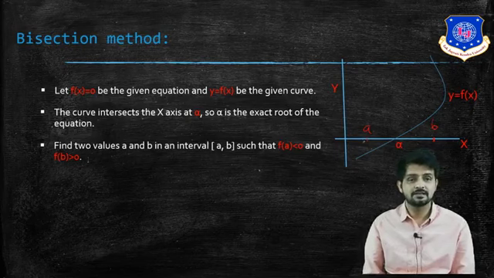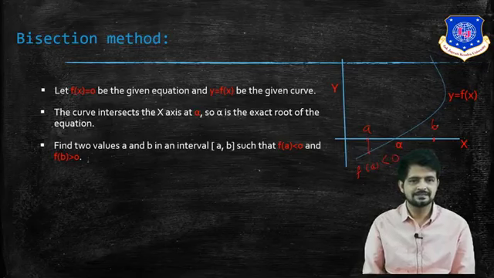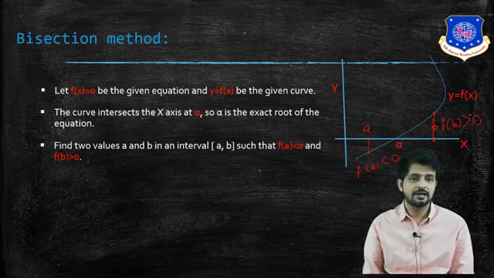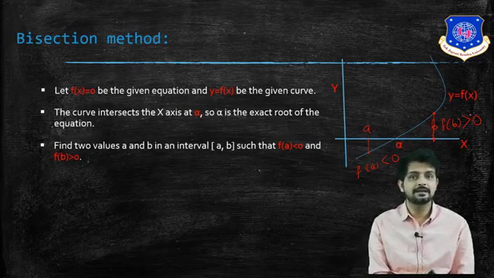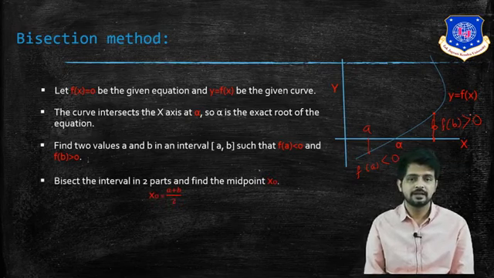But the condition is what? The value of f of a should be less than 0 and the value of f of b should be greater than 0. So to find the root of the equation, this is the necessary condition that a and b should be taken such that the value of f of a should be less than 0 and the value of f of b should be greater than 0.